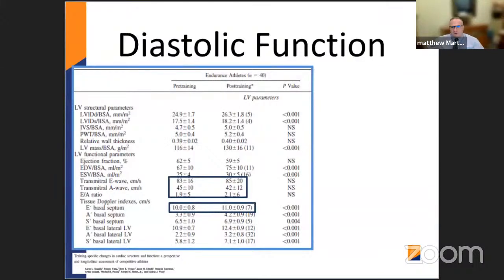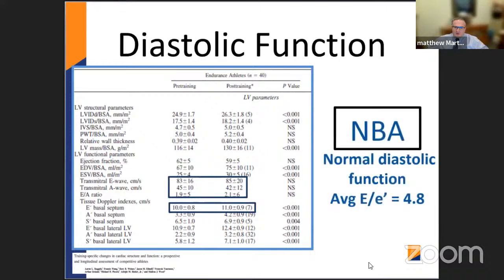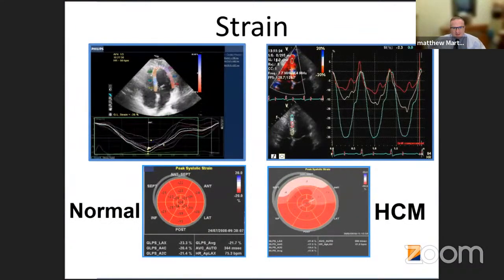Diastolic function is important in the athlete, and when normal can be very, very reassuring, whether it's transmitral Doppler or E prime velocities with tissue Doppler indices. You can see here, these are all endurance athletes, pre-training and post-training. All the diastolic parameters were normal. When they looked at the NBA data, normal diastolic function with an average E prime under 5 in all of those NBA athletes, despite a little bit of thickness, about a third with those giant ventricles, and normal ejection fractions in nearly all. Strain imaging can absolutely help.